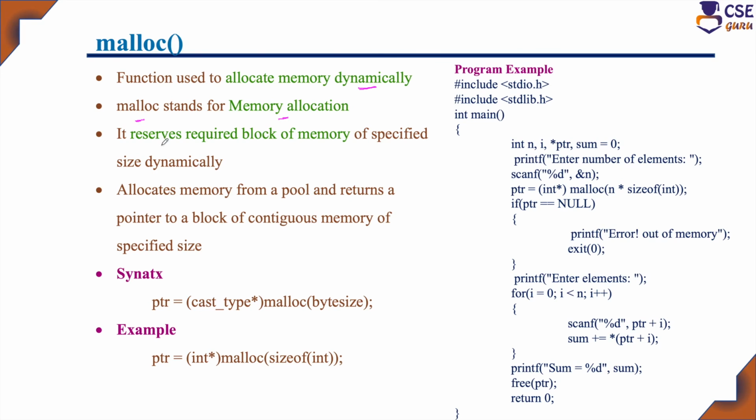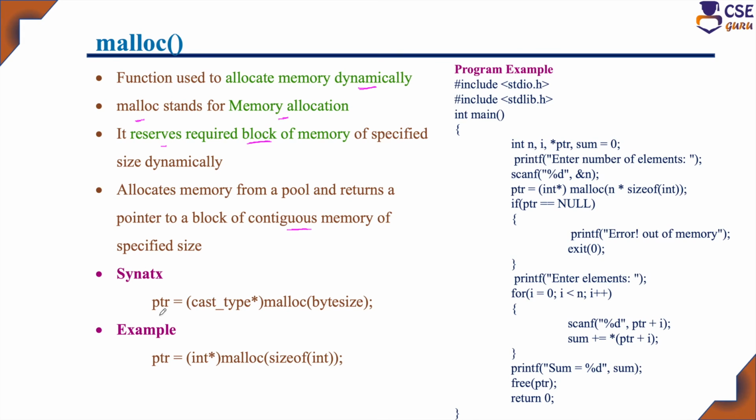Here, it reserves the required block of memory of the given size during execution. That is, dynamically it will allocate. If we have entered a size, that size will be allocated dynamically. And the allocated memory will be of contiguous memory locations of the specified size, sequentially allocated. That is, together it will allocate the memory space.